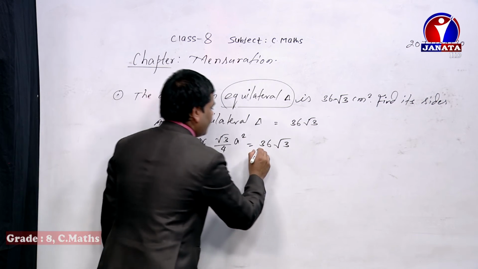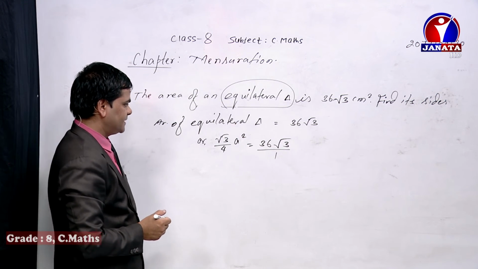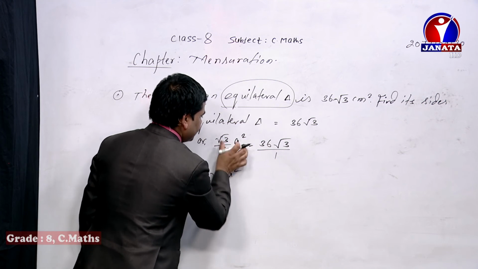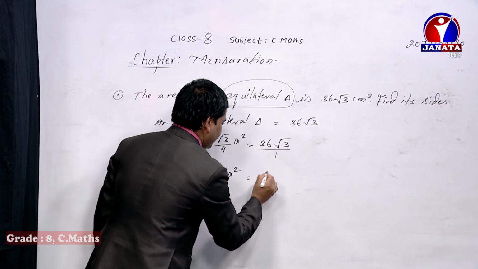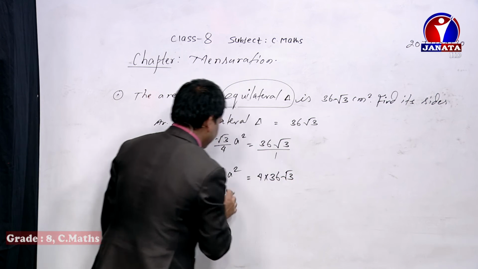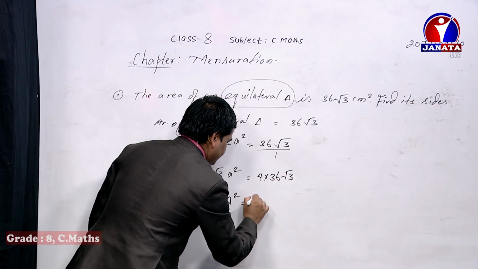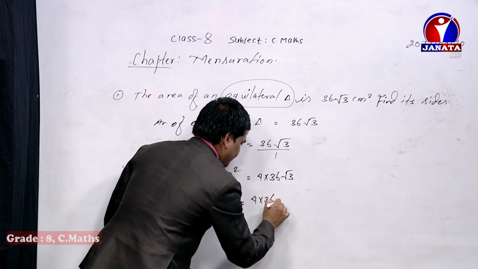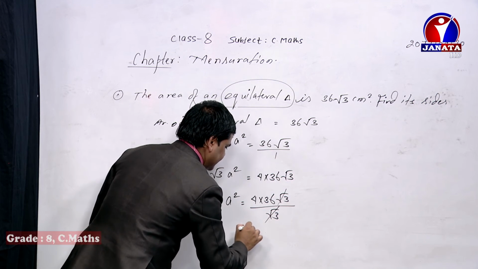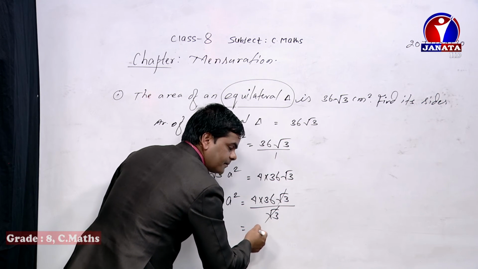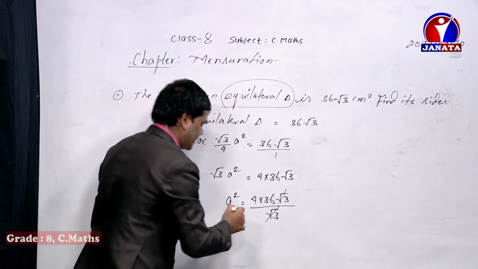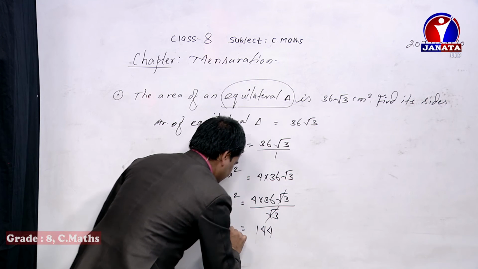So now if you cross multiply, what happens? Root under 3 A square, and on the other side, 4 into 36 root under 3. Now A square equals to 4 into 36 root under 3 divided by root under 3, isn't it? Now root 3 cancels, what remains? What will be the value? 144. 36 fours are 144. This side A square.